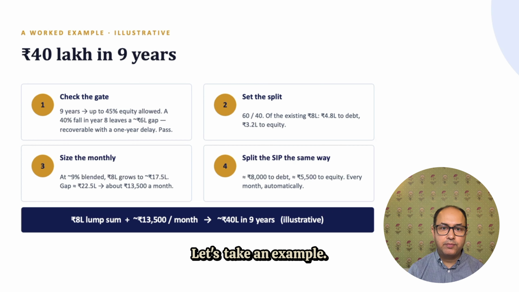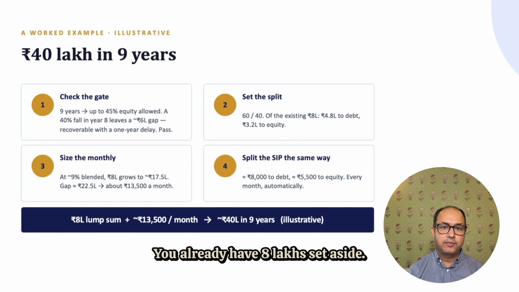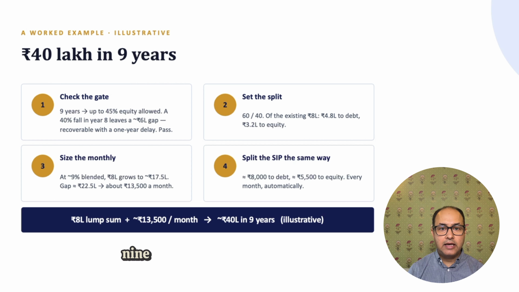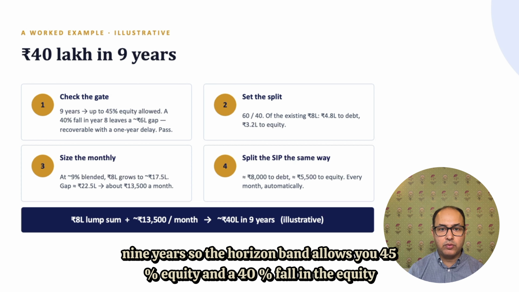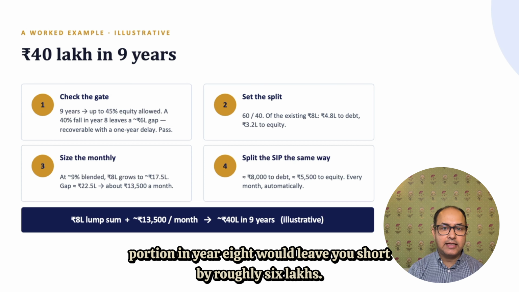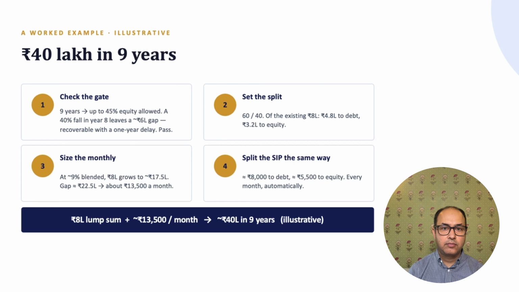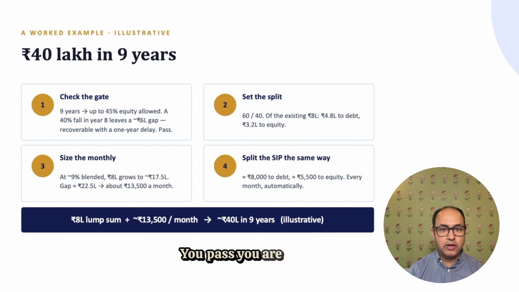Let's take an example. Let's say you need 40 lakhs in 9 years from now. You already have 8 lakhs set aside. Step 1 is 9 years. So the horizon band allows you 45% equity, and a 40% fall in the equity portion in year 8 would leave you short by roughly 6 lakhs. Recoverable with a 1 year delay and a top up. You pass, you are in grid 2.